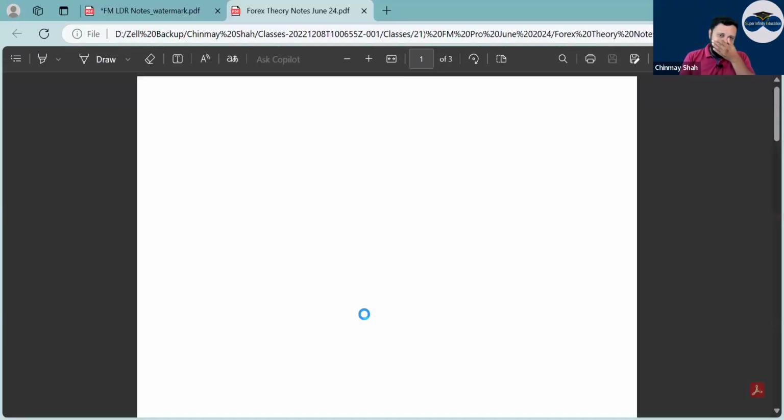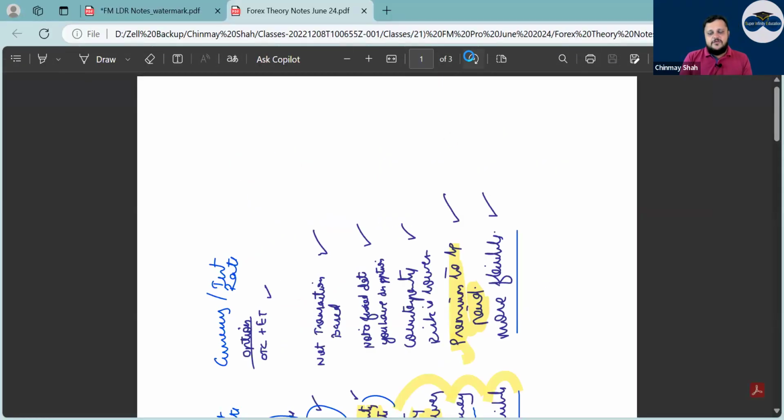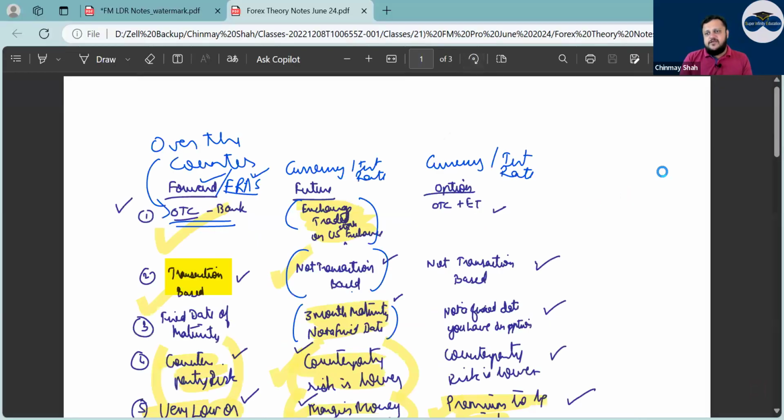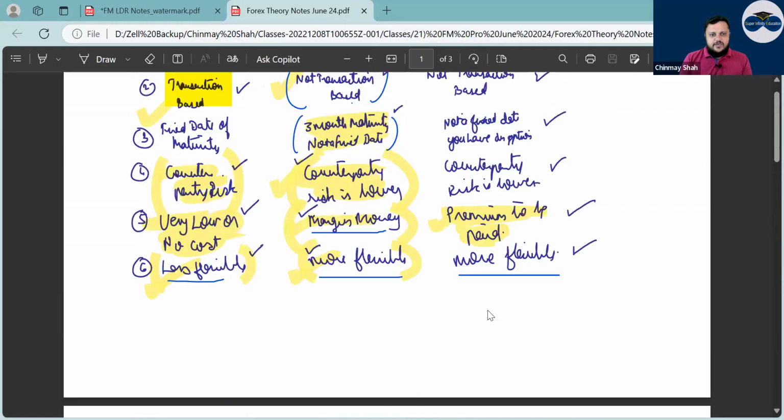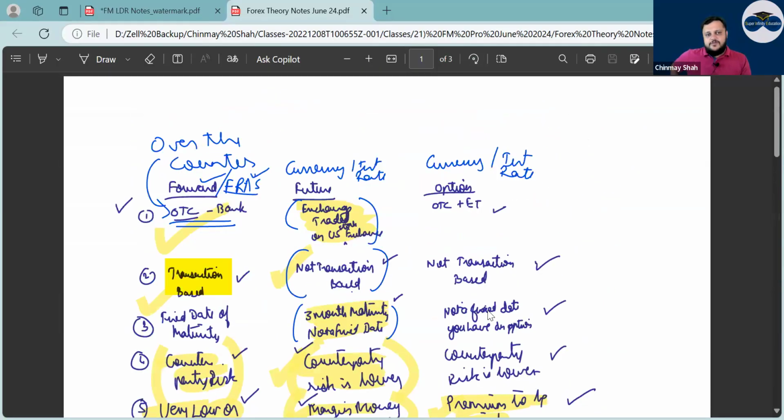Forex, the difference between these has come so many times in exams that I cannot even count. Minimum 12 to 14 MCQs in most of your books are based on these two pages. The difference between forward, future, options: forwards are generally over the counter, futures are generally exchange traded, and options can be over the counter as well as exchange traded. Forwards are always transaction based, futures are not transaction based.